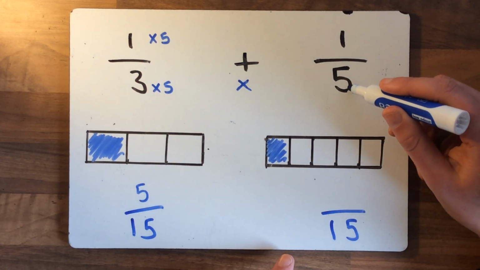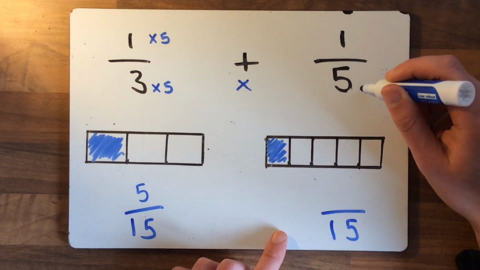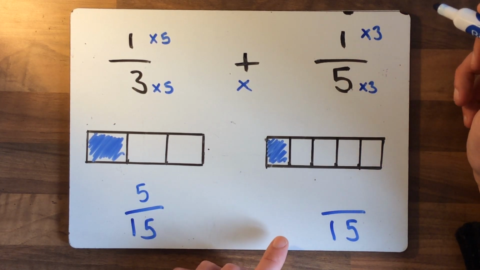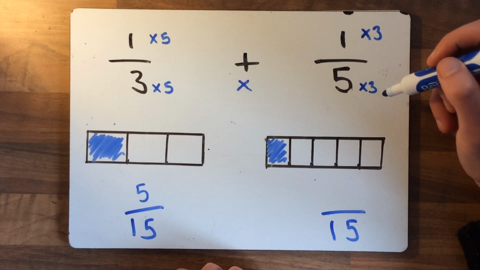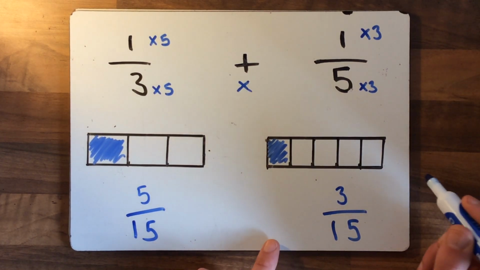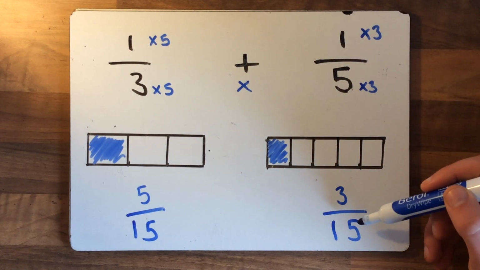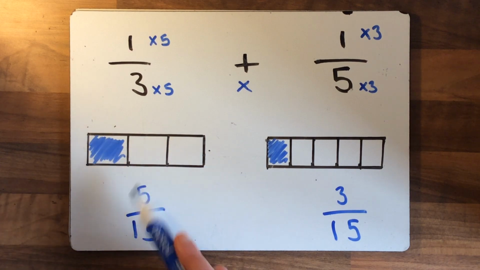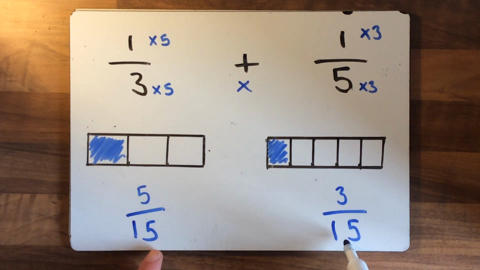Now what have I done to this 5 to turn it into 15? I've times it by 3, haven't I? So I need to do the same to the numerator to ensure that it is still an equivalent fraction. 1 times 3 is 3. And again, 1/5 and 3/15 are identical in size. The size of the fraction hasn't changed at all, the denominator has.